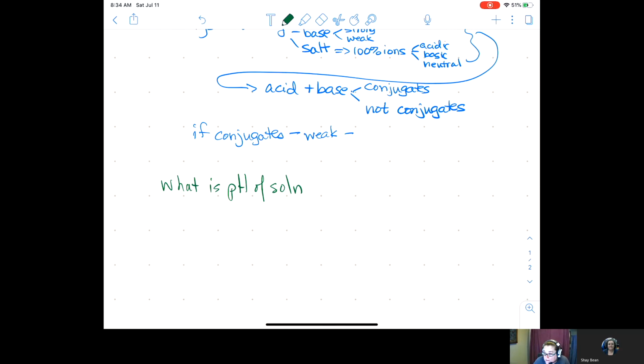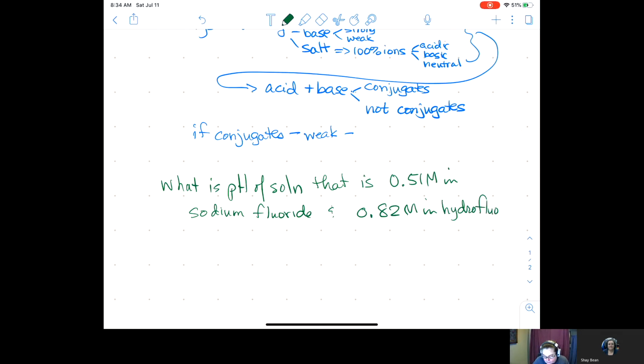That contains, or that is, 0.51 molarity in sodium fluoride and 0.82 molarity in hydrofluoric acid. And by the way, this is question number 3 on your practice 14 for module 7.